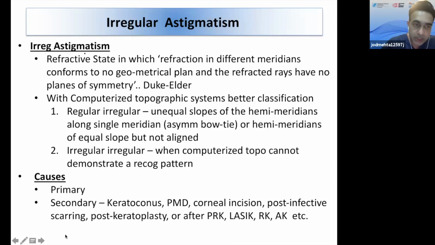If you look at the causes, you can divide them into two parts, primary and secondary. I think most causes of irregular astigmatism are probably secondary. You can see the major disease foci are related to ectasia, so either keratoconus, PMD, or keratoglobus, and corneal incisions, so post-infective scarring, post-keratoplasty, or after refractive surgery. This is either PRK, LASIK, RK, or AK. So as a corneal refractive surgeon, you're almost certainly going to come across patients who have irregular astigmatism that you're going to have to deal with.